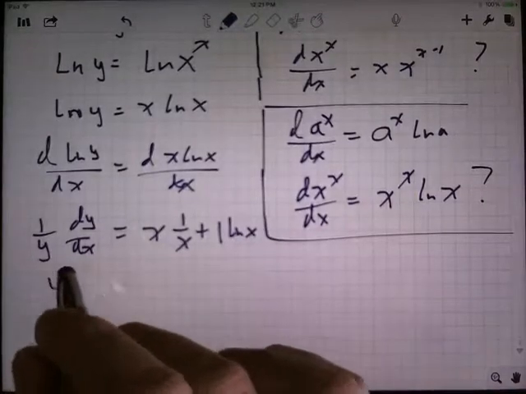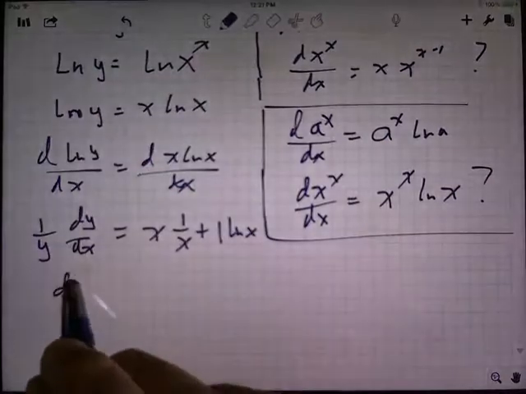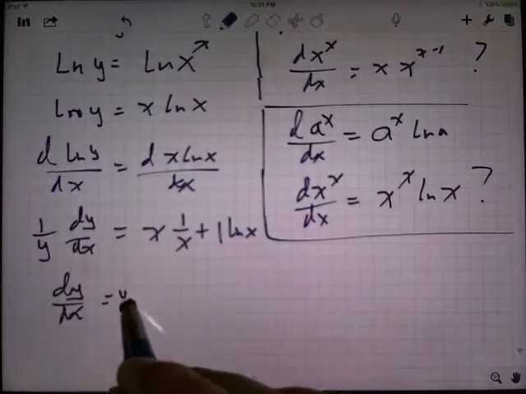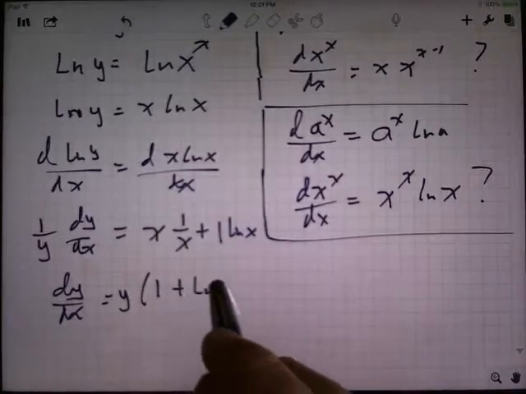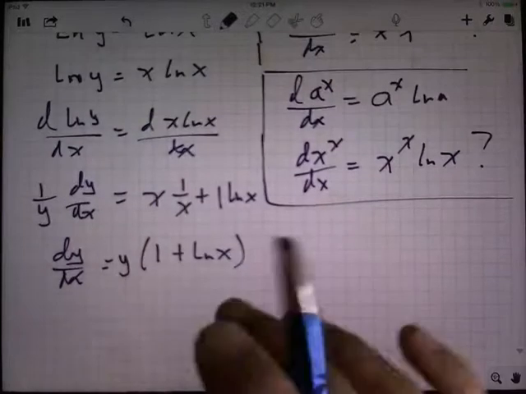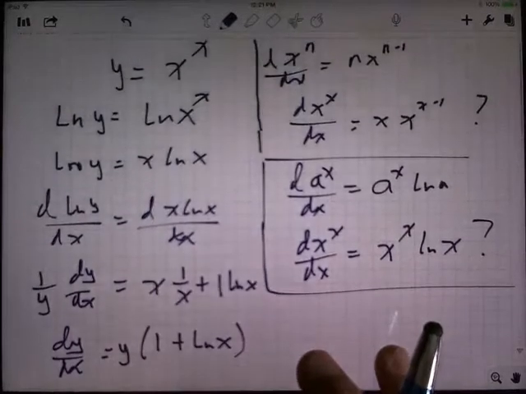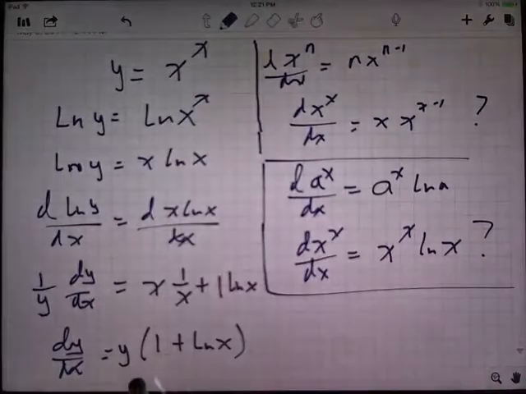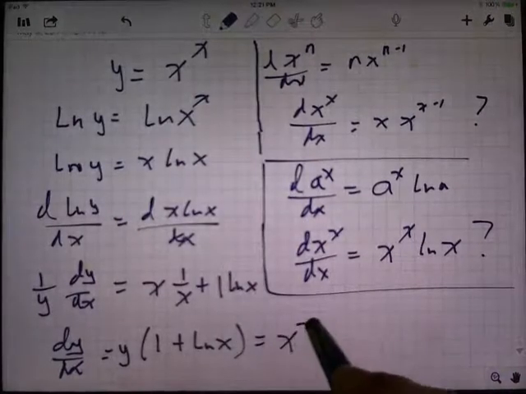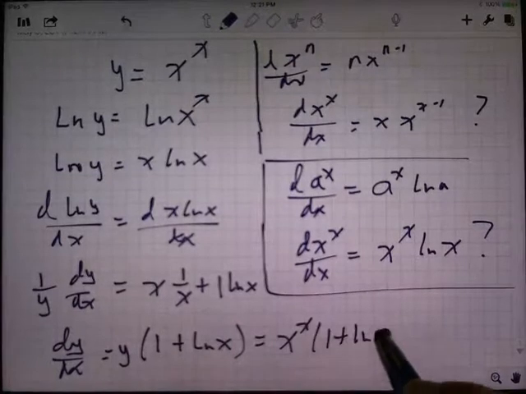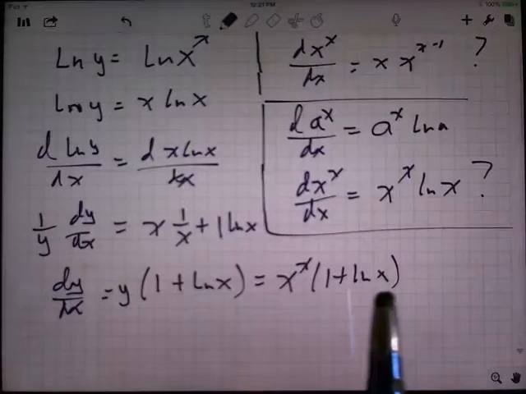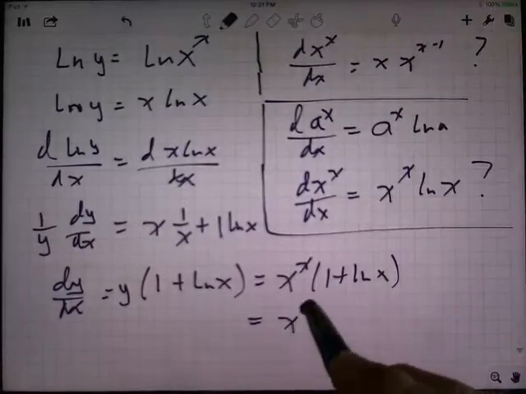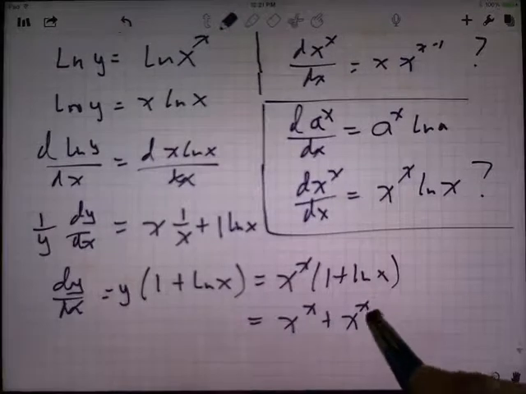So I've got dy dx equals y times, the x times 1 over x is just 1, and then the 1 times natural log of x is natural log of x. And what is y? Well, y is the function we started with. It's x to the x. So I'll plug that in right here. I've got x to the x times 1 plus ln x. So what is the derivative? It's this. But while I'm here, I'm going to actually multiply that through. This is x to the x plus x to the x ln x.